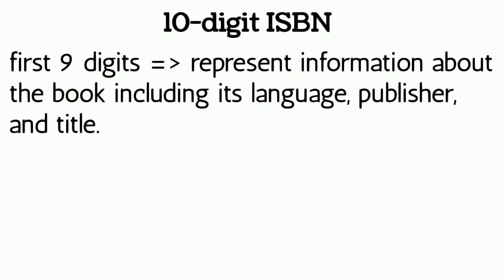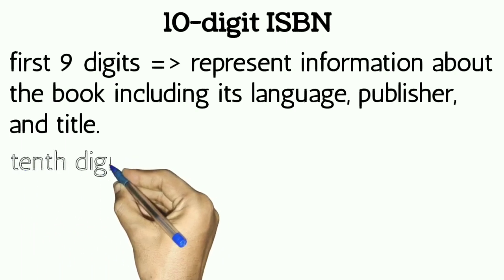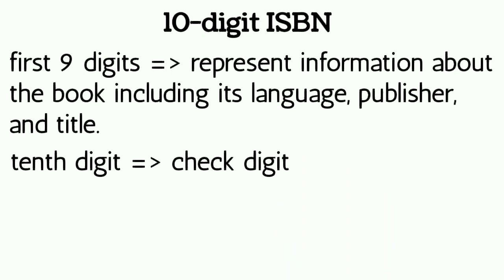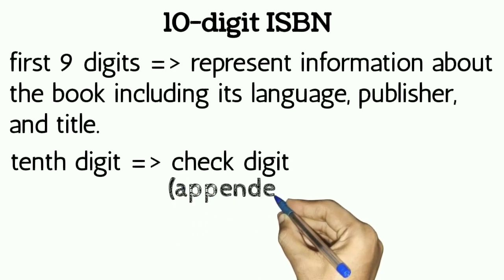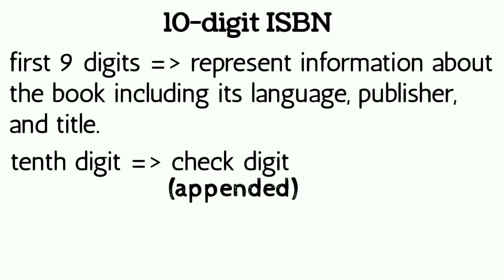Ang tawag naman dun sa 10th digit ay check digit. Kung naaalala nyo, dun sa UPC or Universal Product Code, ang check digit ay nilalagay sa dulo or ina-append dun sa dulo. Ganon din sa International Standard Book Number or ISBN, yung check digit ay nilalagay din dun sa dulo.